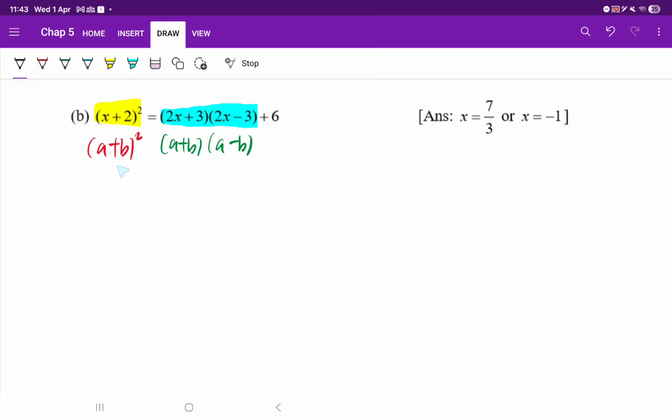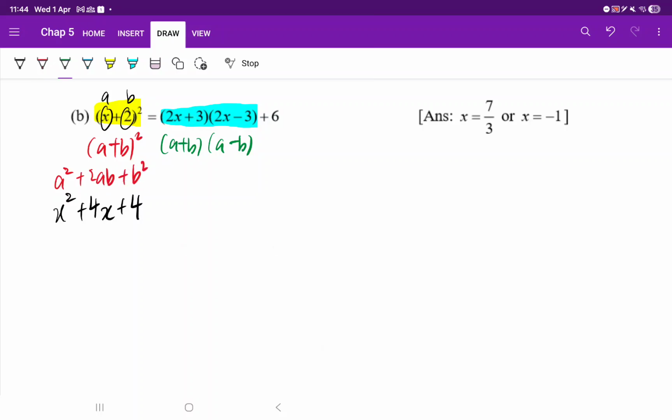Okay, apply the formula a plus b squared, a squared plus 2ab plus b squared, right? So a is x, b is 2, so x squared plus 2ab plus b squared. Okay, b squared is 2 squared, which is 4. 2ab, right? So then it should be 4x. Very good, thank you. Any other? Correct. So we apply the formula. Maybe I write down a squared plus 2ab plus b squared.